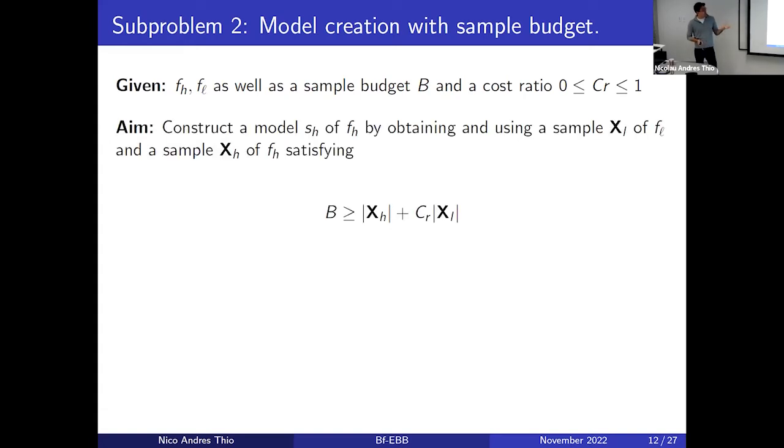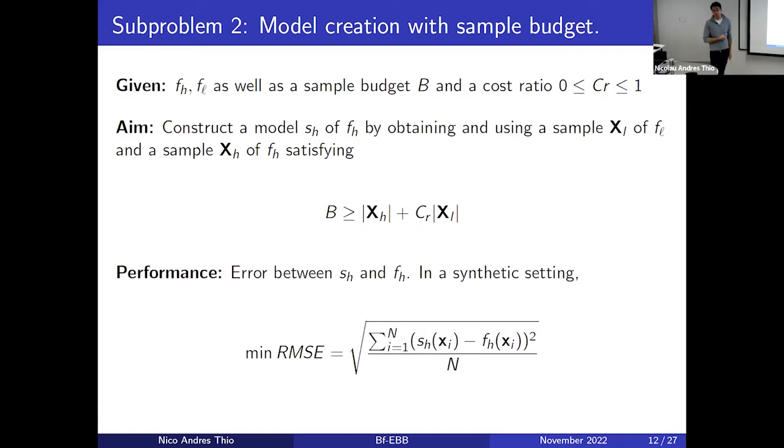And so the aim, again, is to construct a model. So you're doing this by gathering low fidelity and high fidelity data, and your constraint is that your budget cannot be exceeded. The way you calculate your budget is the number of high fidelity samples plus the cost ratio times the number of low fidelity samples. As an example, if your low fidelity source is 10 times cheaper and your total budget is 50, you could have 40 high fidelity samples and 100 low fidelity samples and combine them to create a model. The performance is the same as in the previous subproblem, just the error between the model you've constructed and the source of information.